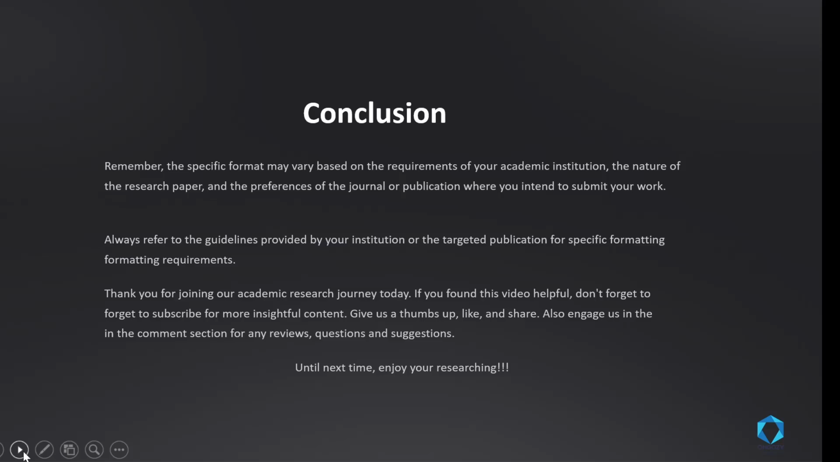Ladies and gentlemen, we have come to the end of our study today. And in conclusion, remember the specific format of your research may vary based on the requirements of your academic institution, the nature of your paper, and the preferences of the journal or publication where you intend to submit your work. Always refer to the guidelines provided by your institution or your targeted publication for the specific formatting requirements.